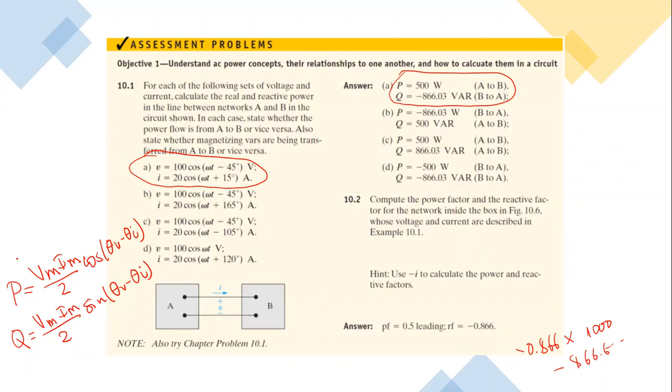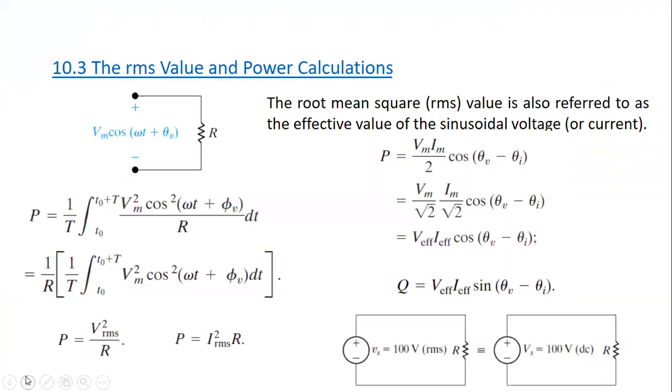So this is what we learned, and this is what we need to memorize. This is very simple, two formulas that you need to keep in mind. Okay, the last thing to discuss today is the RMS and power calculations, the RMS value. So the RMS value is root mean square.